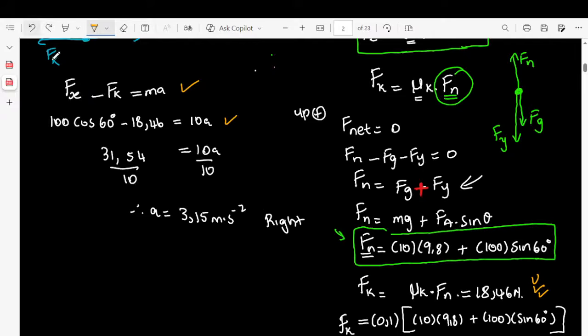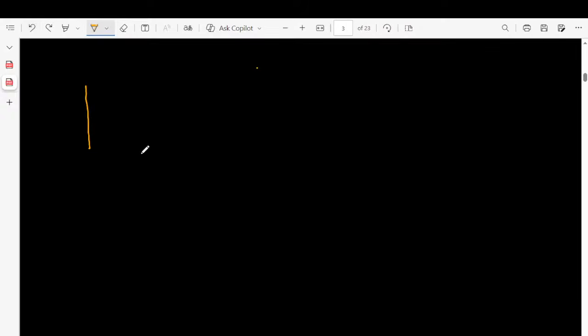From a past paper. Okay, so now let's do this. I'm going to say I have something like this. Let's put my incline here. And then on this incline, let's say we have a box like that. Okay, so we're going to have something like this.